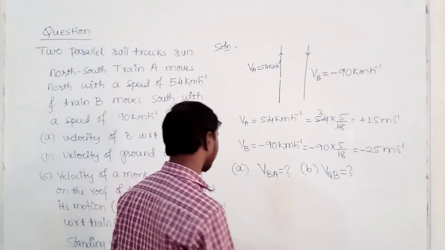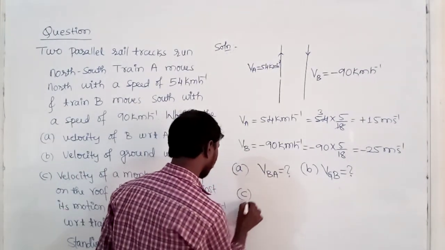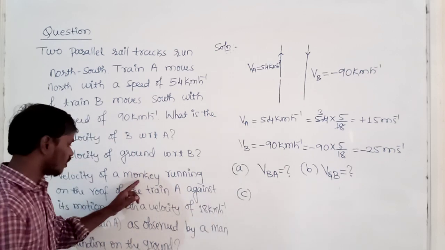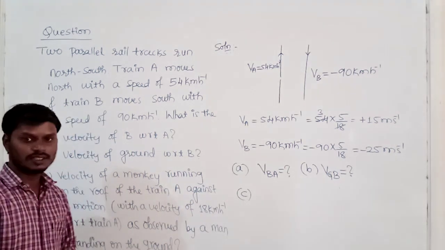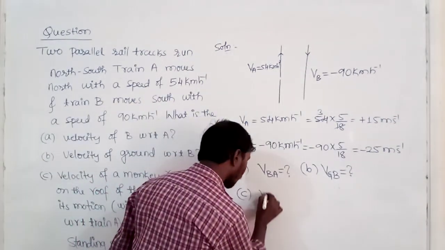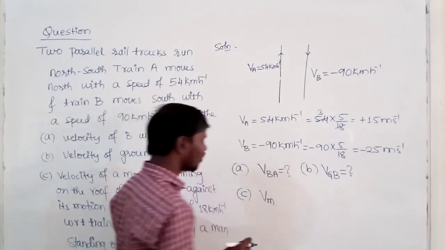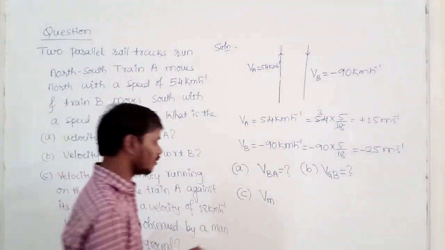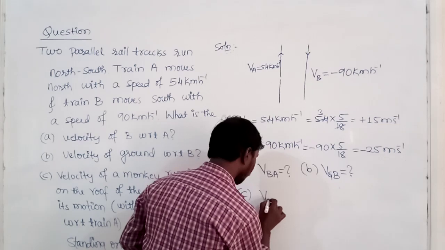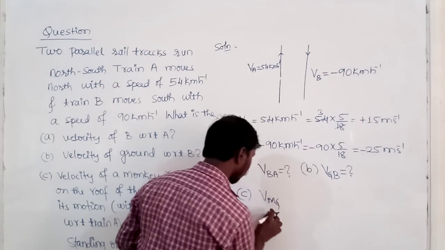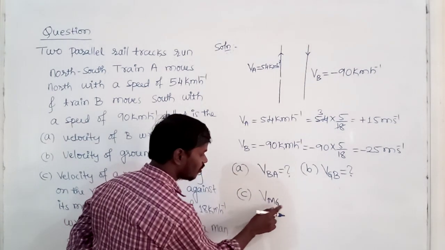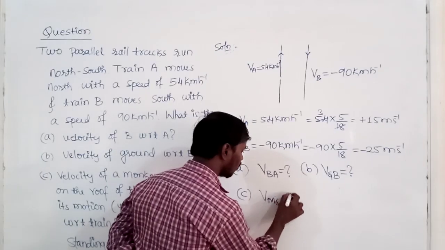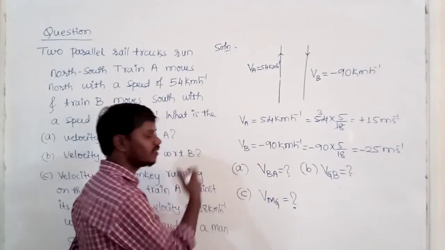Okay. Then next, C. Velocity of the monkey with respect to the man standing on the ground. I'll write VMG. So velocity of the monkey with respect to the ground means man standing on the ground. So our aim is to find these three.